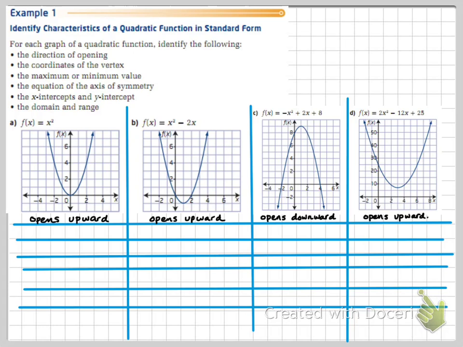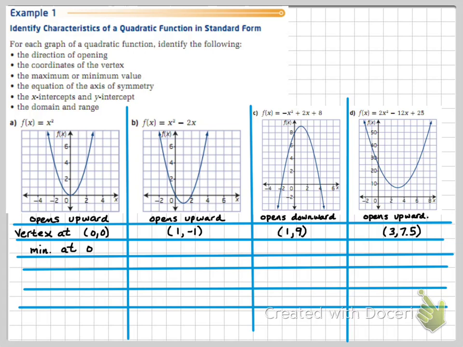The coordinates of the vertex, well, that you can read off the graph. In the first one, it's right at the origin, (0, 0). The second one is when x is 1 and y is negative 1. The third one is when x is 1 and y is 9. And the fourth one, when x is 3 and y appears to be about 7.5.